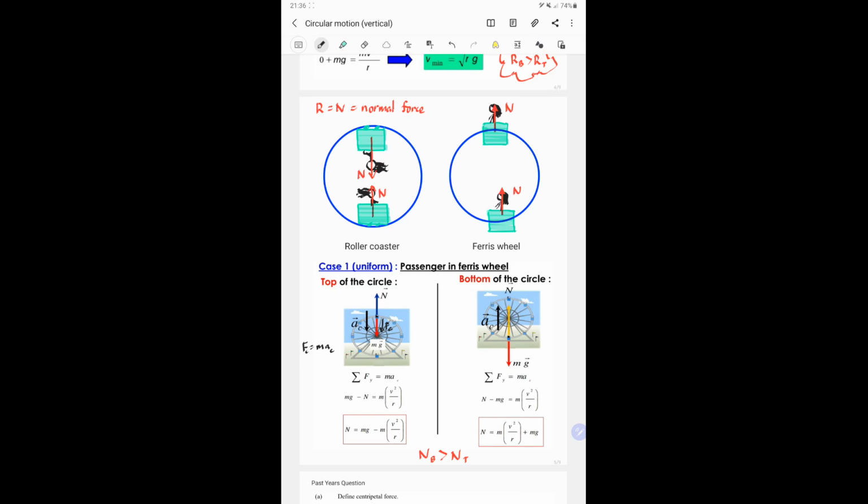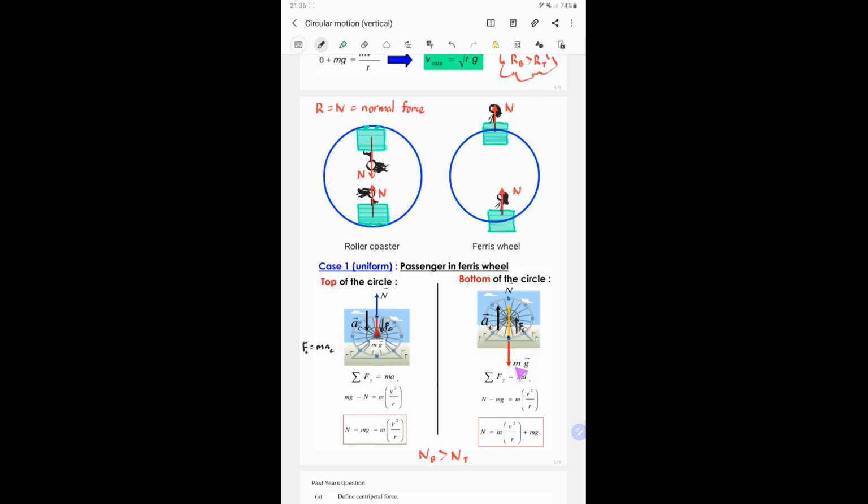It is still the same for FC. So this is the FC direction, FC also towards the center. Based on this, N and FC are still in the same direction. So N is positive, while mg is against FC in its direction, so mg is negative.